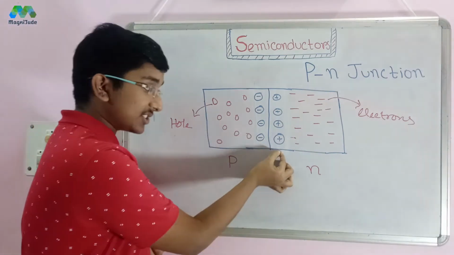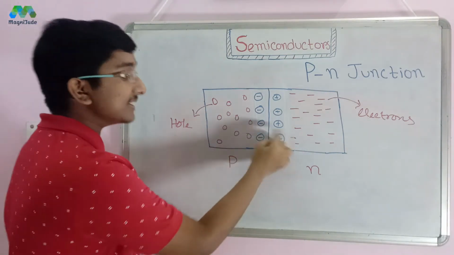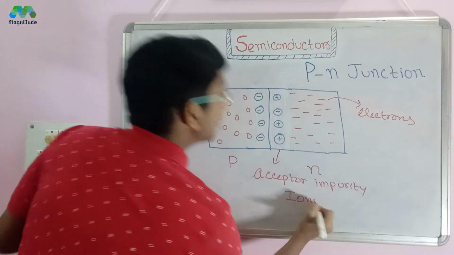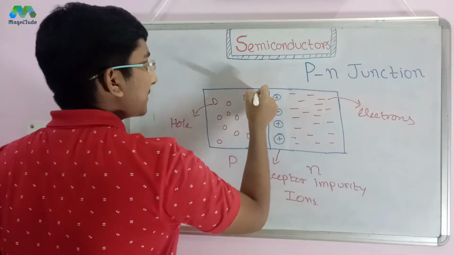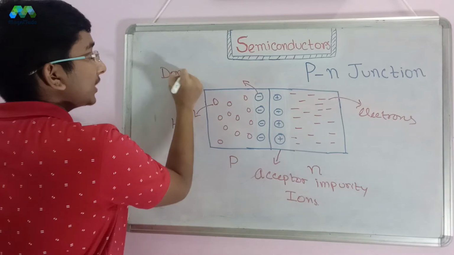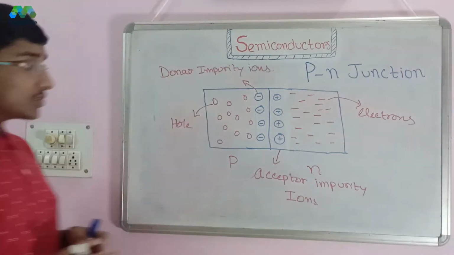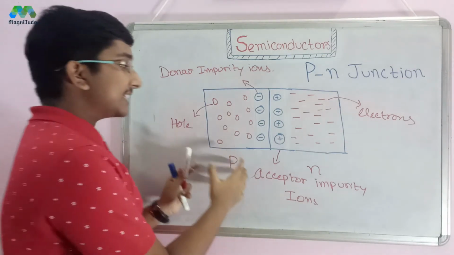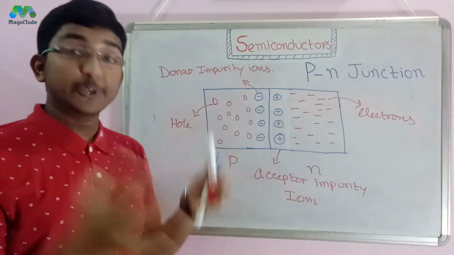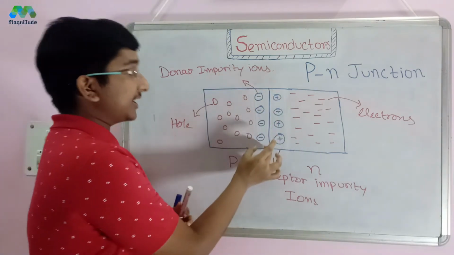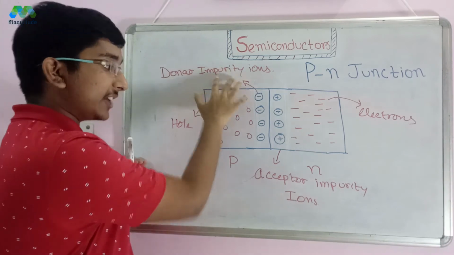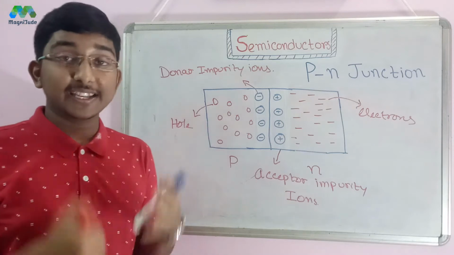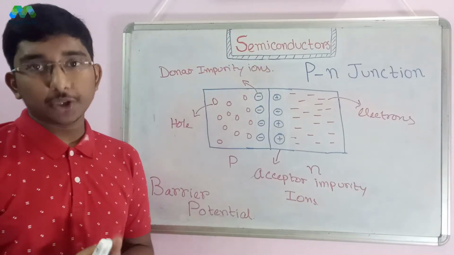So a positive part is created here, and this type of ions are known as acceptor impurity ions, and this type of ions are known as donor impurity ions. So in this way a PN junction is created, where the P-type and the N-type material are connected together, and immovable ions of donor impurity and acceptor impurity are created, and this is known as a PN junction. Now, what is barrier potential?